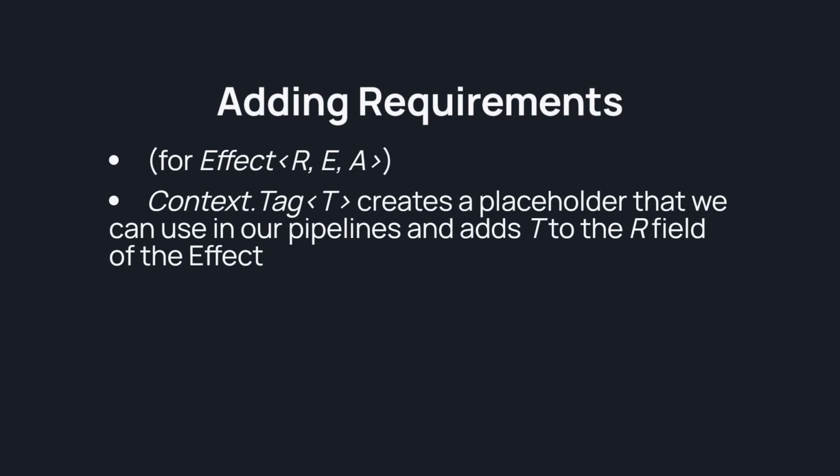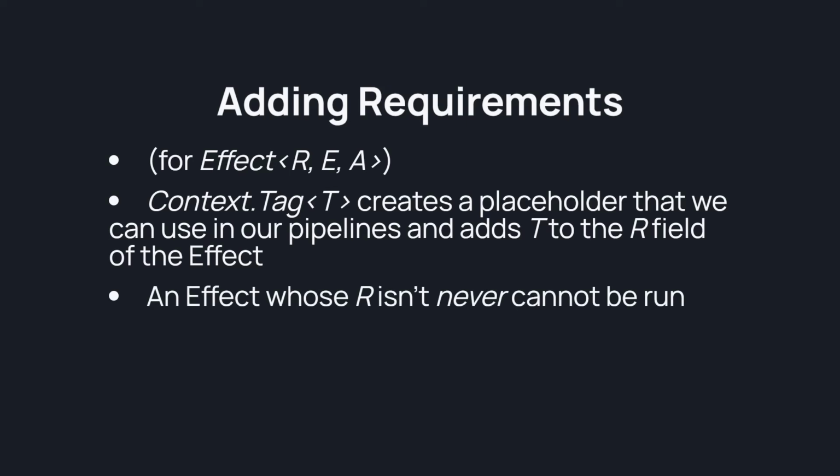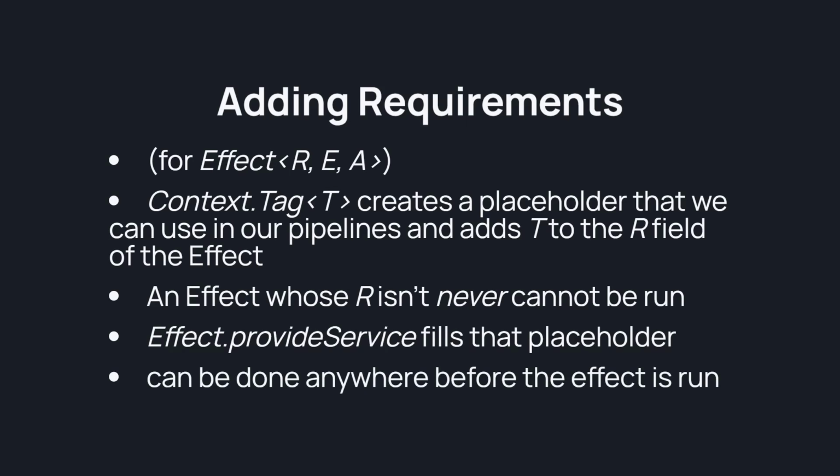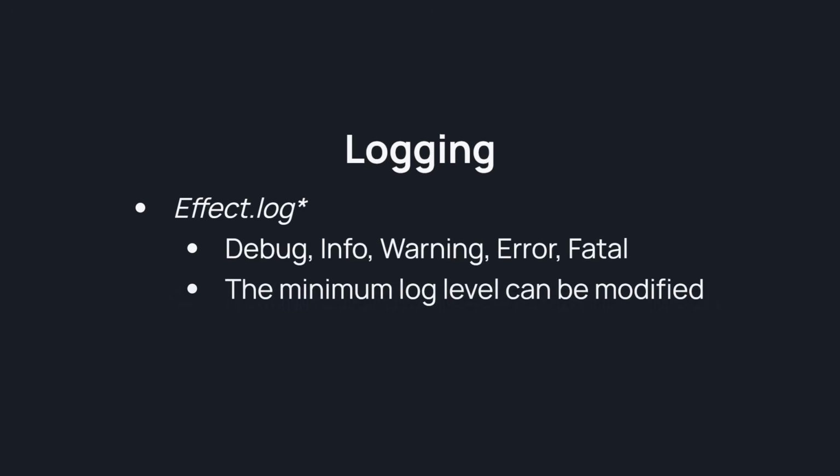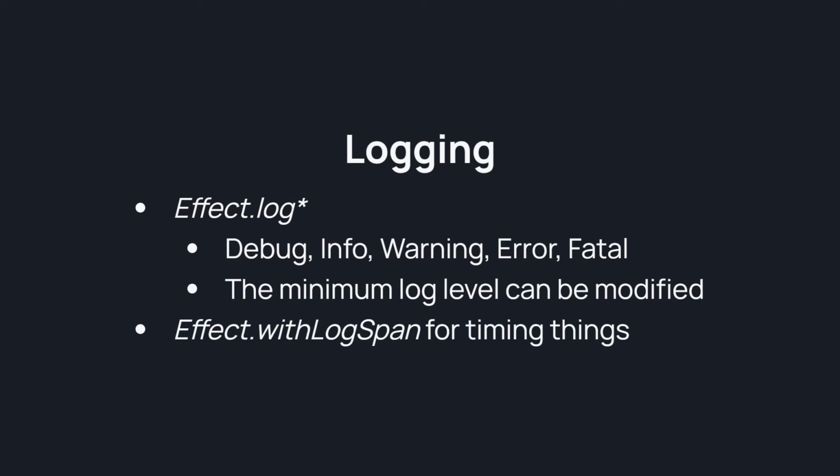We can create dependencies for our effects by defining a tag for some type and using it in our effect. We must then provide an actual value of that type before our effect can be run using effect.provide service. Finally, effect provides 5 different levels of logging with the ability to modify what levels are actually written out to the console. And using the with log span function, we can time portions of our programs.